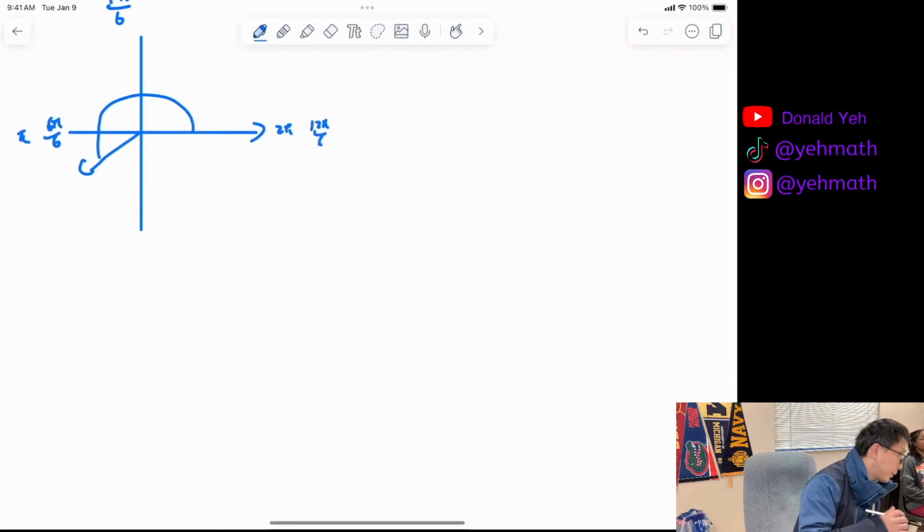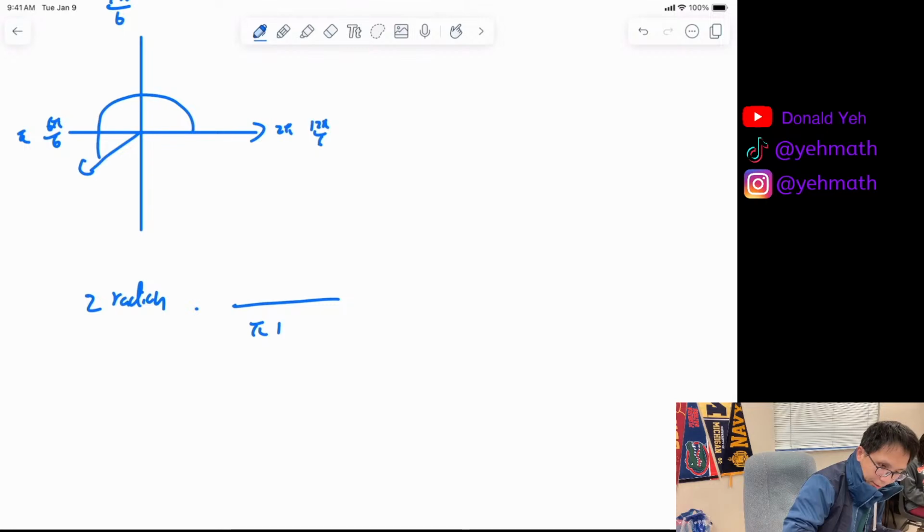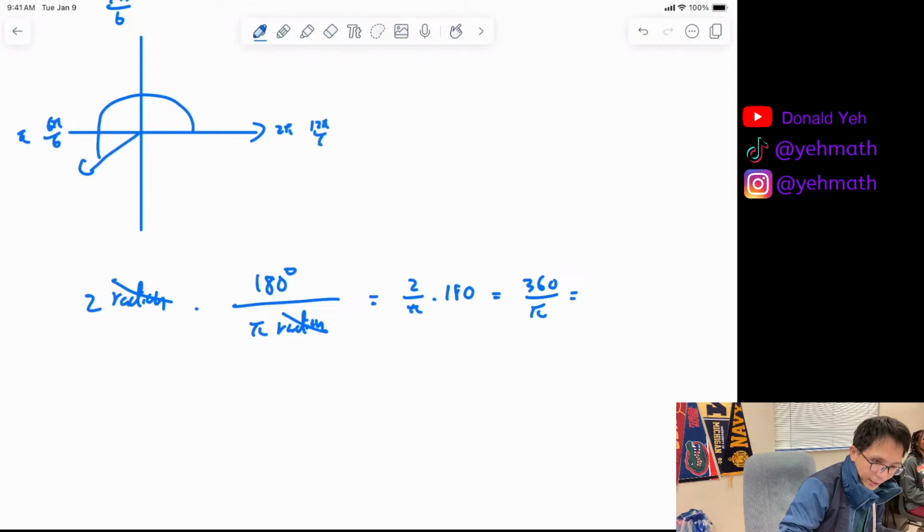35 says 2 radians. Okay, so 2 radians, you want to convert it to degrees, right? So remember pi radians is 180 degrees, and the radian will cancel out. So it'll be 2 over pi times 180. So it'll be 360 over pi, and that's roughly, I don't know.